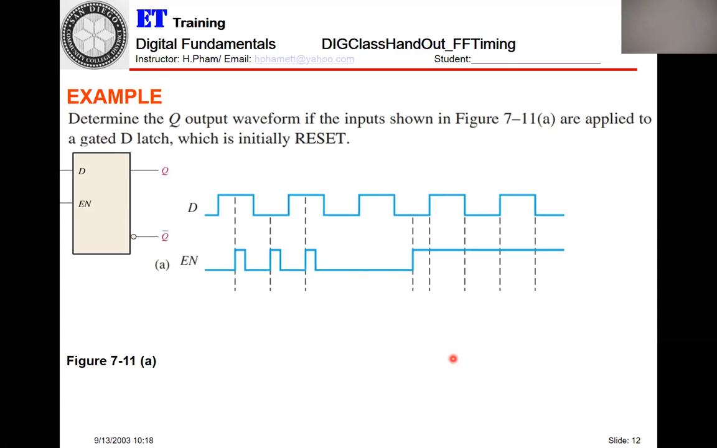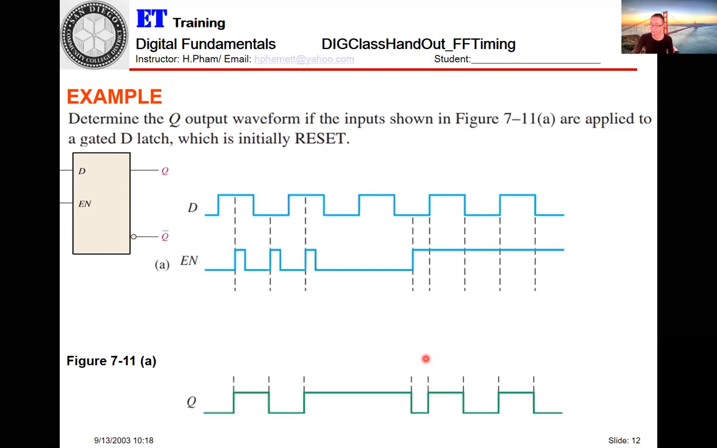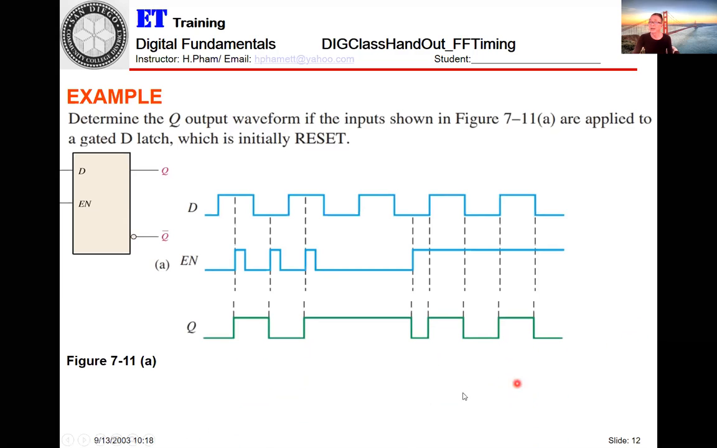Two, 1, 2, 3, 4, 5, 8, 9. That one much easier. That is the output.